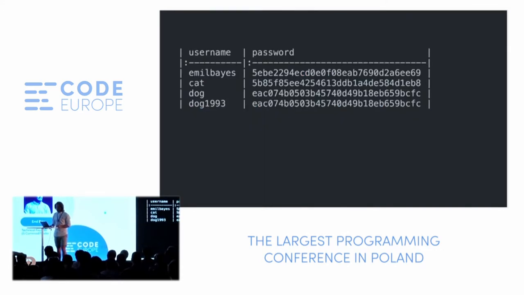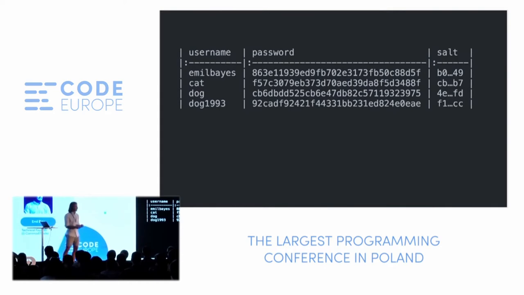So before, when we just had hashing, a password database looked like this. You have dog and dog1993, and they both have the same password. But suddenly you have a salt in there, and now they all have unique passwords. So pretty nice.